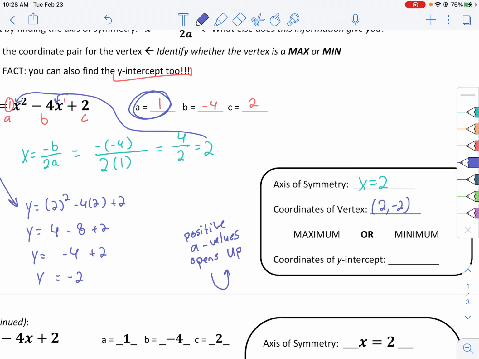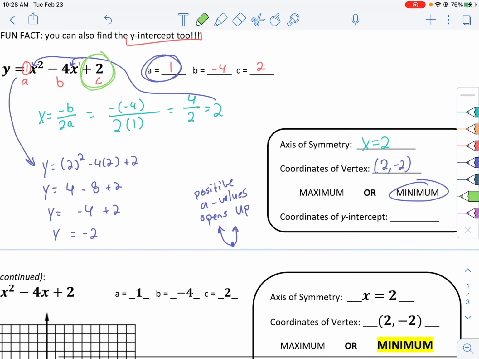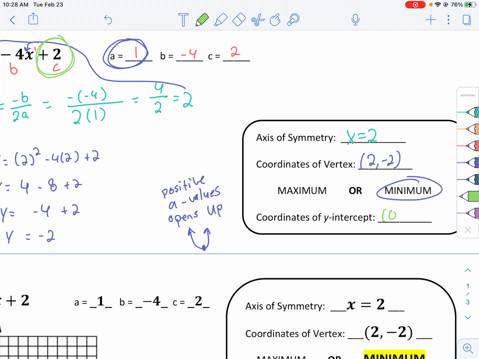So if it's opening up, then our vertex is a minimum. And then the coordinate of the y-intercept. Y-intercept, always one of the easiest things to find in standard form. It's literally just the c value. Okay? So you can write (0, 2) as the coordinate of the y-intercept.